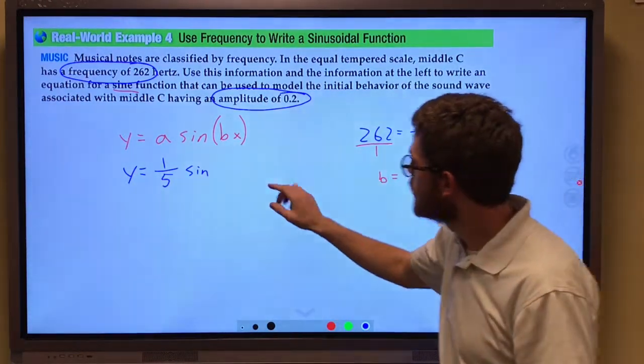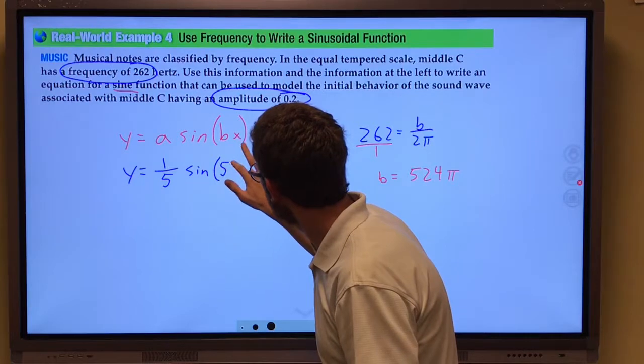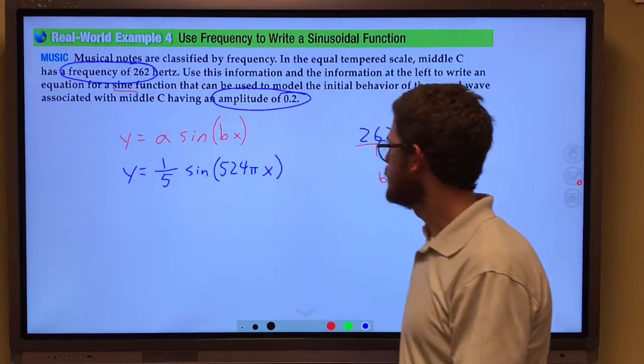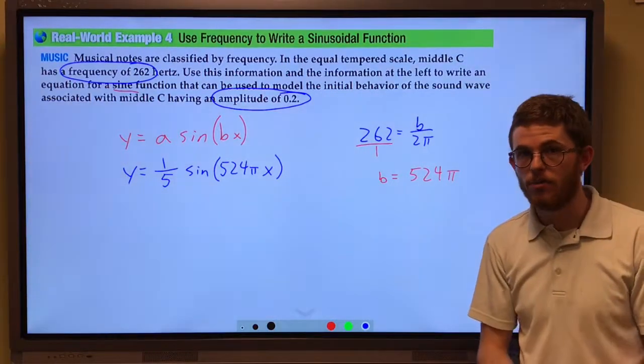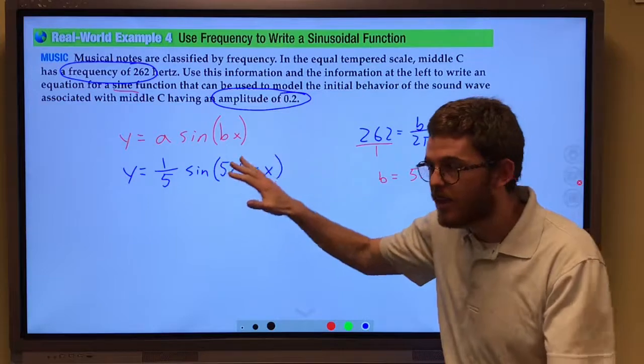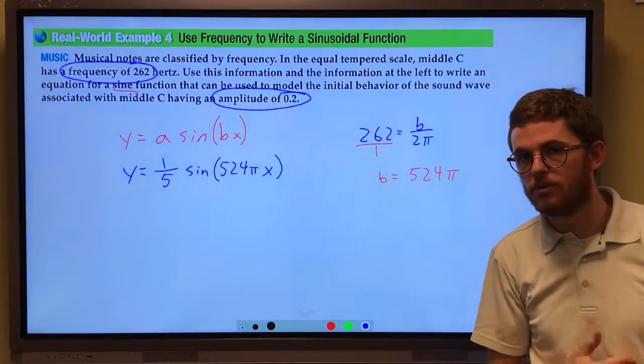So we plug that into our function. We calculated b, so we can plug that in over here. This would be 524 pi x. The b value is that giant number, 524 pi. But this is the sine function that is modeling the behavior of these musical notes.